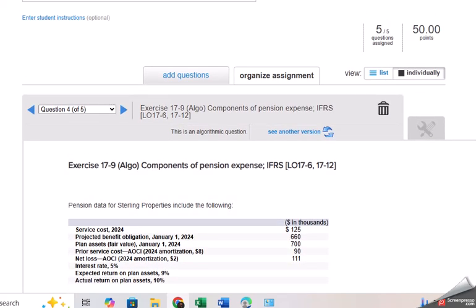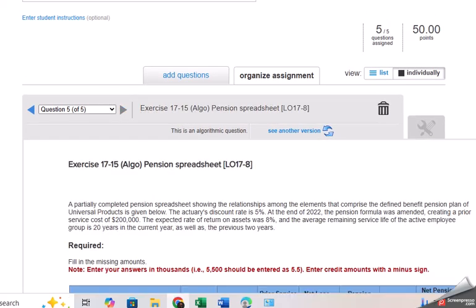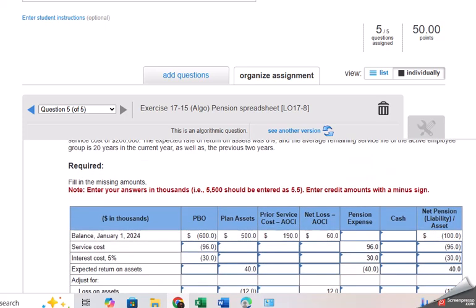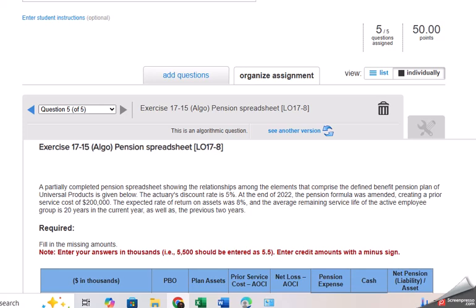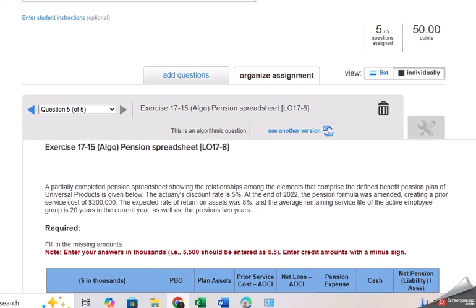All right. Then our last one has you build the pension spreadsheet. Now, I have it filled in. So all of these are filled in. But when you guys would see it on your homework, it's going to be partially filled in. So you'll just be filling in the blanks.